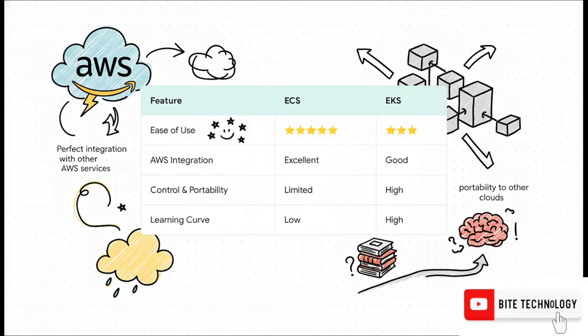ECS gets 5 stars for ease of use. It's just simpler, period. And its integration with every other AWS service is absolutely seamless. EKS, being Kubernetes, gives you way more control and the freedom to move to another cloud provider. But that power comes at a cost, a much, much steeper learning curve.